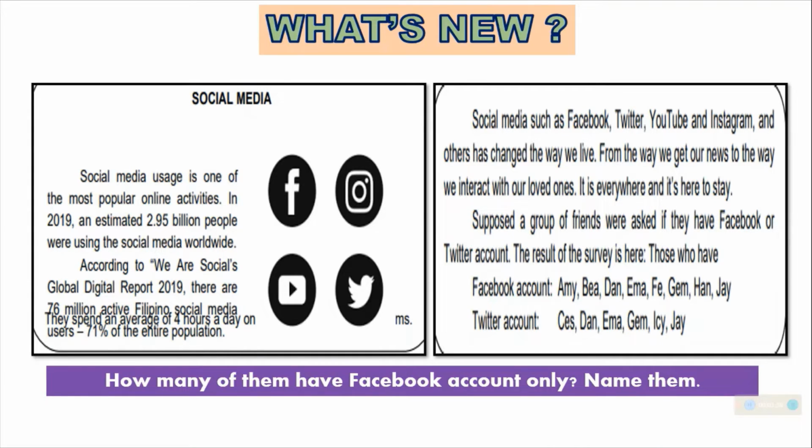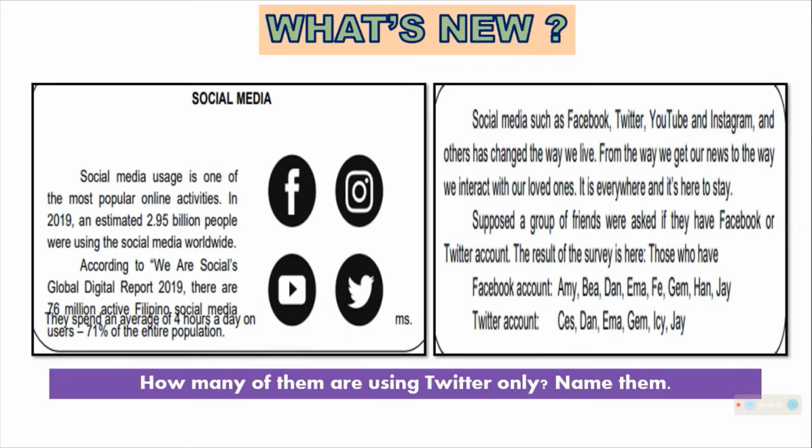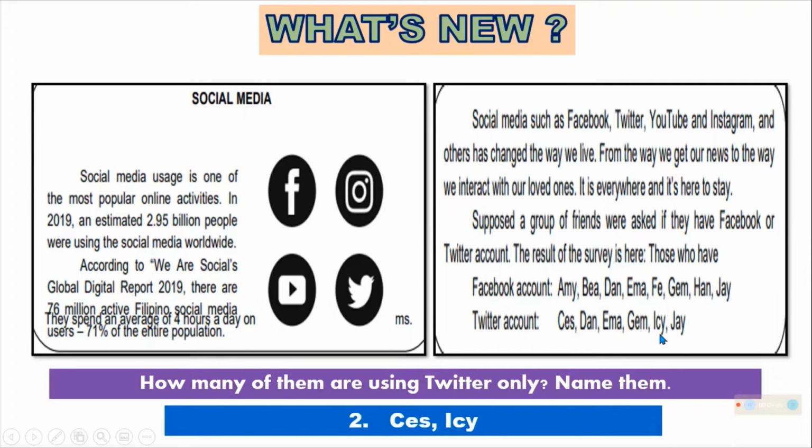So, how many of them have Facebook account only? Yung may Facebook lang. So, si Ami, si Bea, si Fe, at saka si Han. So, they are 4. Ami, Bea, Fe, and Han. Next, how many of them are using Twitter only? So, si Ses at saka si IC lang. So, 2 of them, Ses and IC.